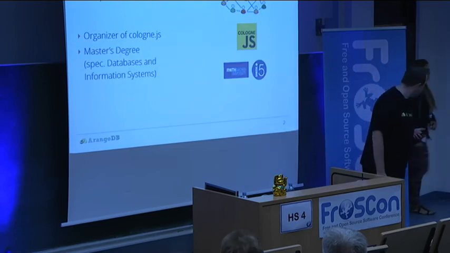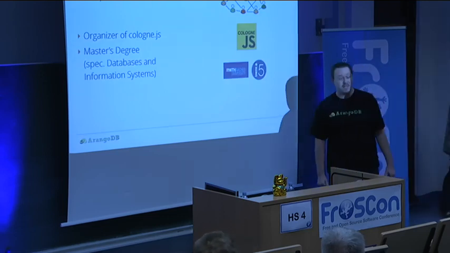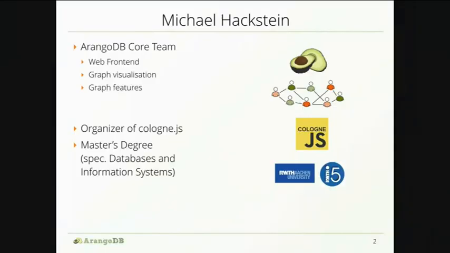So a bit about myself. My name is Michael Hackstein. I'm working on ArangoDB. I'm part of the ArangoDB core team, which is based in Cologne. And I'm responsible for the web front end, graph visualization, graph features. We have all that written in JavaScript, and I'm a JavaScript developer.